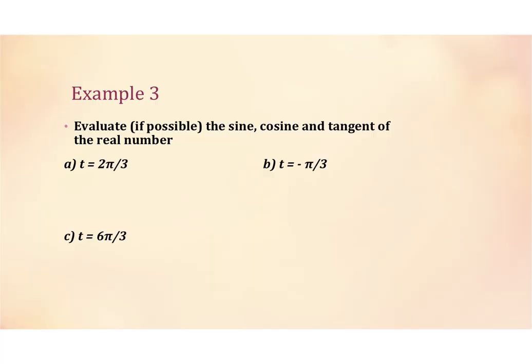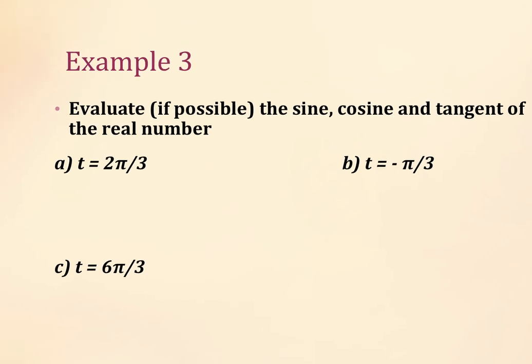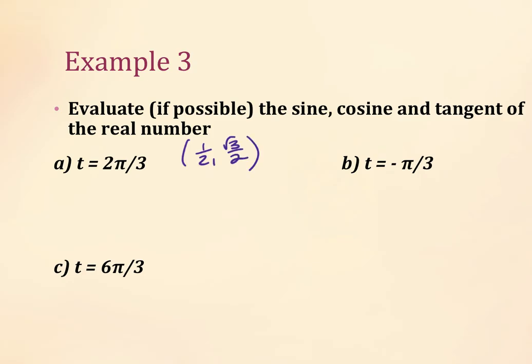All right, so now it says evaluate if possible the sine, the cosine, and the tangent of the real number. Okay, so look at A. What's the denominator? 3. So if it's a pi over 3, what's my coordinate point? 1/2, root 3 over 2, right? And we just said where does 2 pi over 3 live? Second quadrant, so this is negative. So my sine, root 3 over 2, cosine, negative 1/2, and tan, now we know our pi over 3, right, is root 3, second quadrant. Each one has a different sign, so that tangent would be negative.